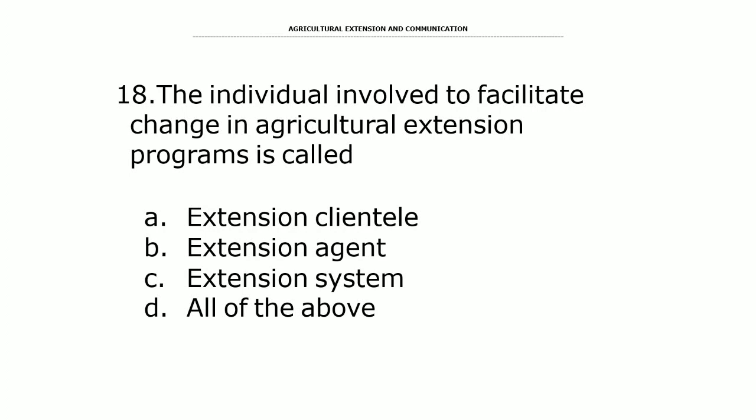Question number 18. The individual involved to facilitate change in agricultural extension programs is called A. Extension clientele, B. Extension agent, C. Extension system, or D. All of the above. The answer is extension agent.